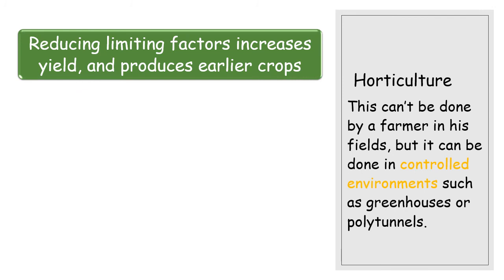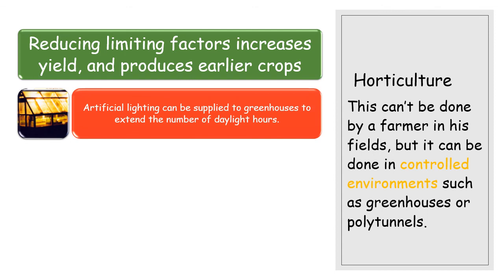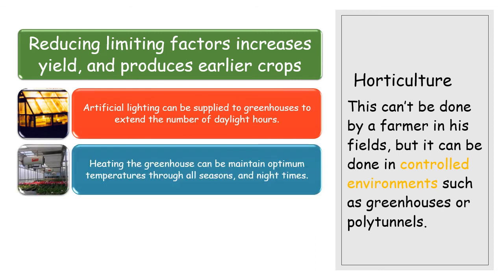Maybe in your local environment, you'll have them. They allow us to manage the limiting factors a lot better. Artificial lighting could also be used to extend the number of daylight hours and the amount of light intensity falling on the plants. We can heat the greenhouses, maintaining those optimum temperatures through a variety of seasons, and obviously at night times as well when temperatures normally decrease.